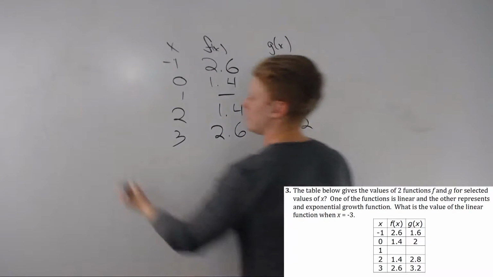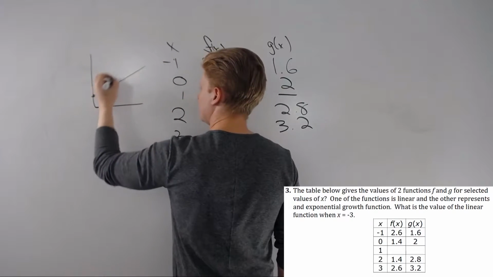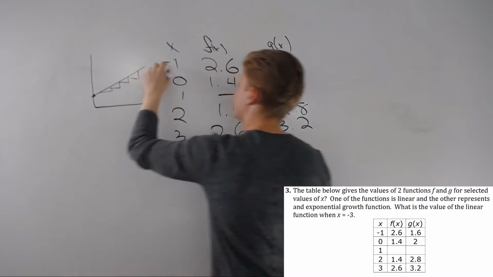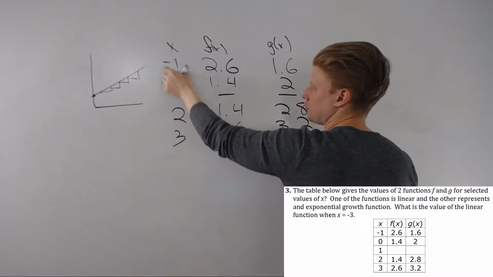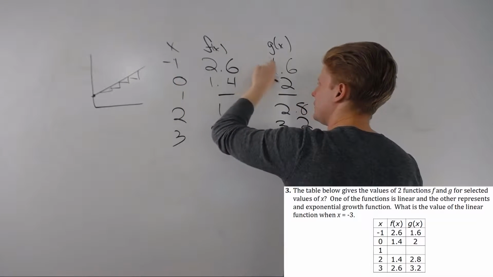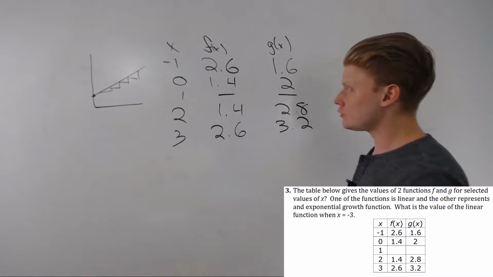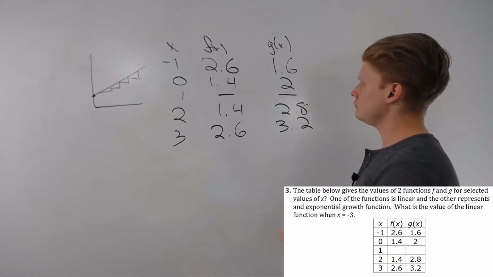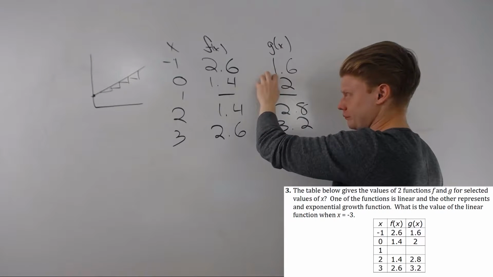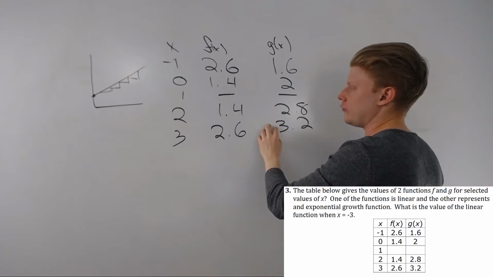Linear functions have a consistent slope, meaning that the difference between values is always the same, right? So the difference between one x and the next x, between -1 and 0, a change of 1 in x, will be the same here as it is here, here, here. So just look for what looks consistent. Okay, here I change from 1.6 to 2. That's an increase of 0.4. Okay, increase of 0.4. That's consistent.